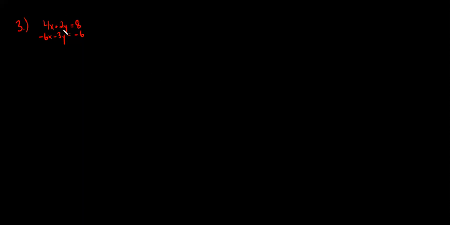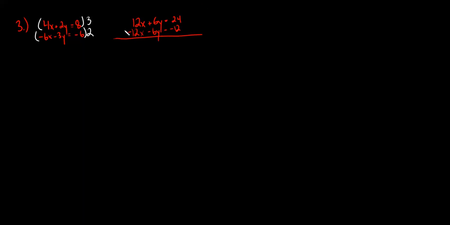So 2 and 3, the least common multiple between 2 and 3 is 6. So in order to get that, I'm going to multiply this equation here by 3. And when I do that, I'm going to get 12x plus 6y is equal to 24, okay? And if this is a 6y, I'm going to want this to be a negative 6y. So I can multiply this equation through by 2, okay? So I'm going to have negative 12x minus 6y is equal to negative 12, okay?